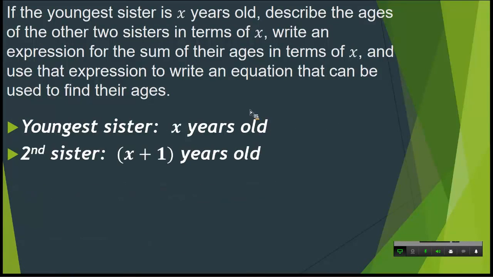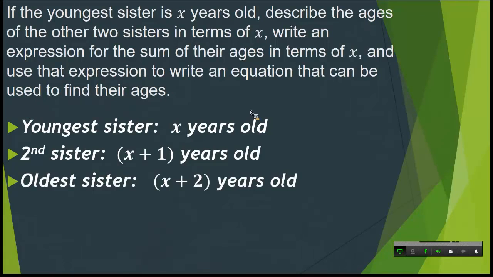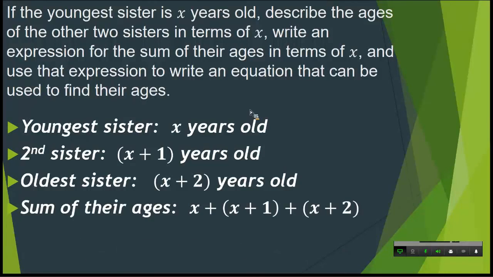She is 1 year older than the youngest sister. And then the oldest sister is x plus 2. The oldest sister is 2 years older than the youngest sister. So x plus 2. Next, we had to write an expression for the sum of their ages. The sum of their ages would be x plus 1 plus x plus 2. We would add all three quantities together.